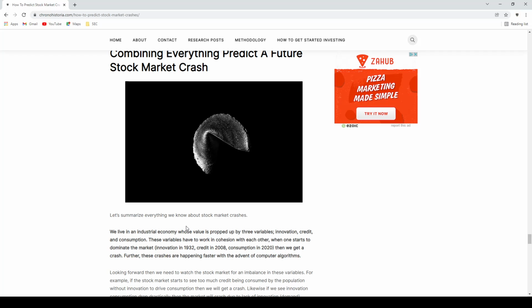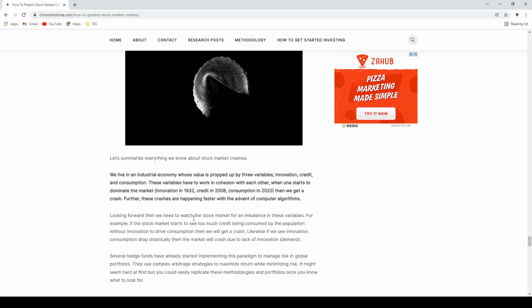So, combining everything to predict the future stock market crash. Here is the thesis of the entire article, the nuts and bolts, everything you need to know and import into your own algorithms or do on your own. We live in an industrial economy whose value is propped up by 3 variables: innovation, credit, and consumption. These variables have to work in cohesion with each other. When one starts to dominate the market, innovation in 1932, credit in 2008, consumption in 2020, then we get a crash. Further, these crashes are happening faster with the advent of computer algorithms. There you go. That's it right there.